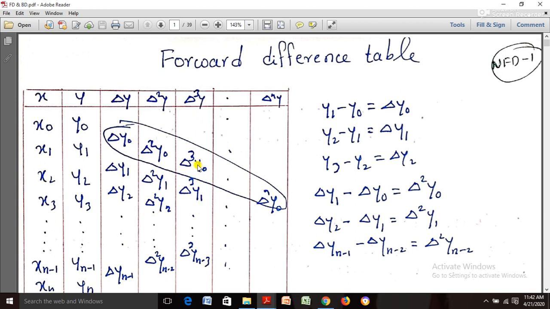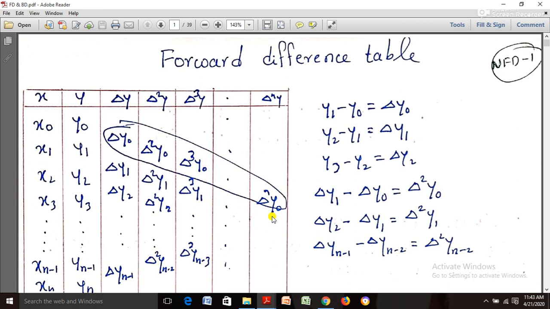And third is delta cube y0. How can we find delta cube y0? It is delta square y1 minus delta square y0, and delta square y1 is delta square y2 minus delta square y1, and so on. So first we have to find the last value, delta raised to n into y0.